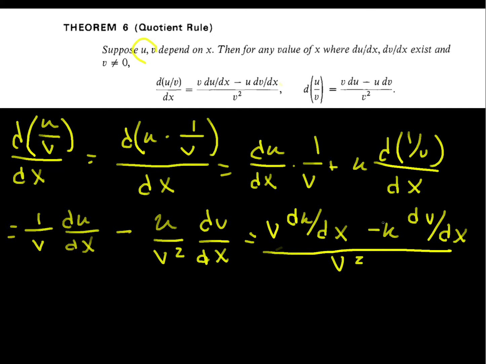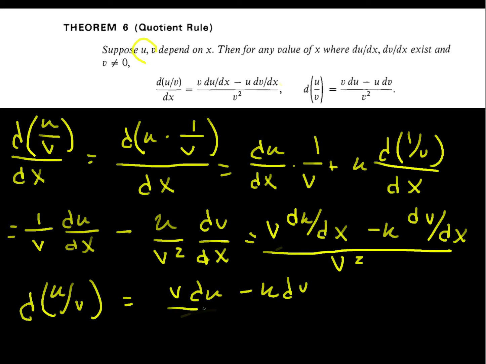And this is kind of cumbersome to write, and you'll see in subsequent exercises that I will more often use the differential form, which is much more concise, or easier to deal with, saying that the differential d of u over v is simply equal to v du minus u dv over v squared.